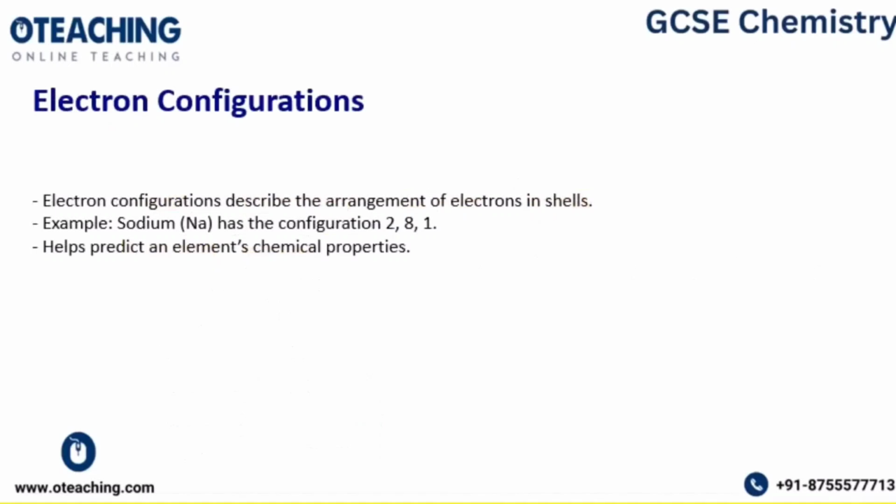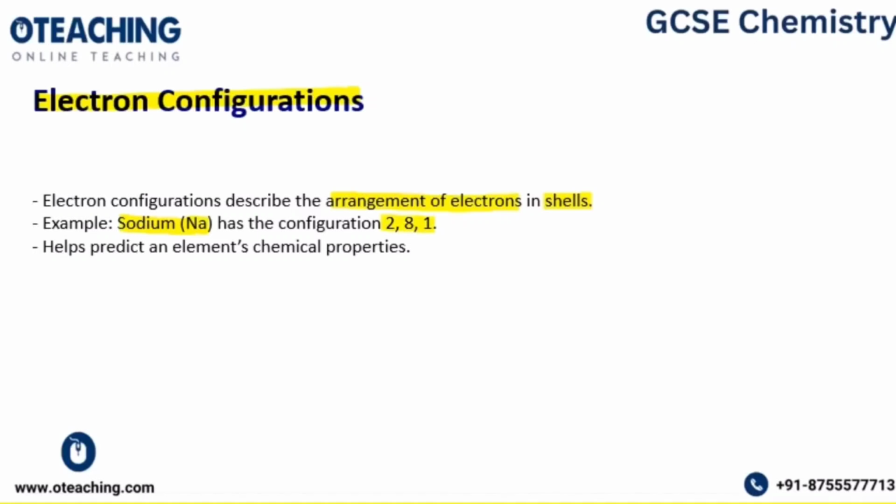Next, electronic configuration. Electronic configurations describe the arrangement of electrons in the shells. We know that electrons are located in their shells, or they revolve in their shells. So through electronic configurations we get to know how electrons are arranged in their shells. For example, sodium, the symbol is Na. It has the configuration of 2, 8, 1.